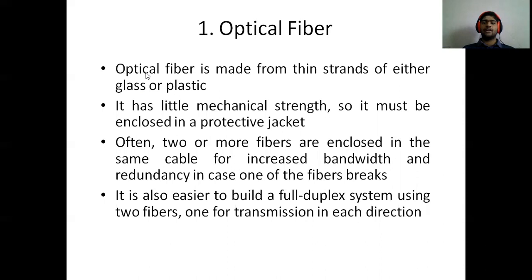Let's start. Optical fiber. What is an optical fiber? An optical fiber is a fiber made from thin strands of either glass or plastic. It has little mechanical strength, so it must be enclosed in a protective jacket. These protective jackets provide it with mechanical support so that it doesn't break. Often, two or more fibers are enclosed in the same cable for increased bandwidth and redundancy in case one of the fibers breaks. It is also easier to build a full duplex system using two fibers, one for transmission in each direction.